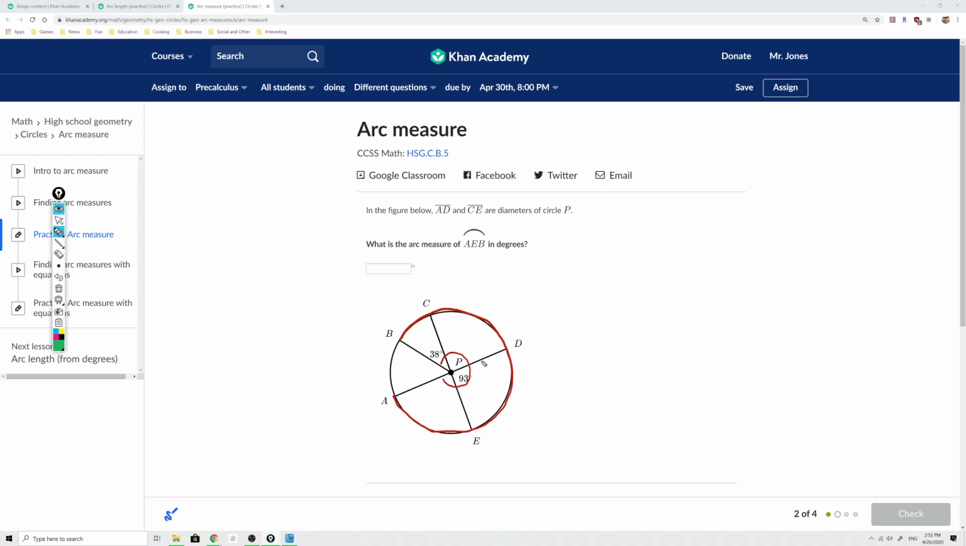So AD is a diameter of this circle. That means it cuts the circle in half. So that means that's 180 degrees where I just drew the little green mark. Since we have the part on the right is 93 degrees, I can do some subtraction to find the part on the left. So you can bring up your calculator if you want.